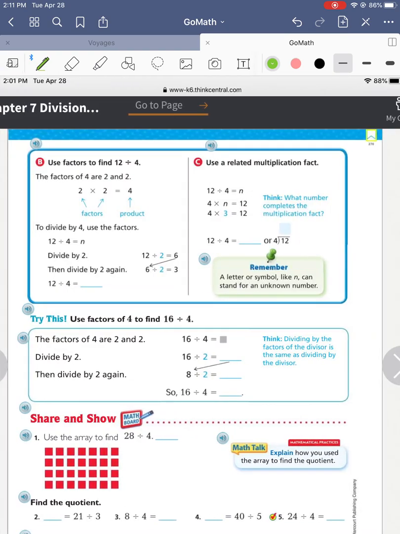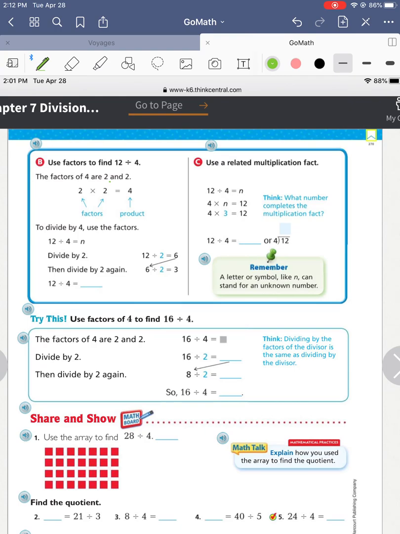All right, next page is you can use factors to find 12 divided by 4. The factors of 4 are 2 and 2. So there's 2 times 2 is 4. So you use 2 and 2 to multiply together to get to 4. Then you divide by 4, you use the factors. 12 divided by 4 is n. Then divide by 2.